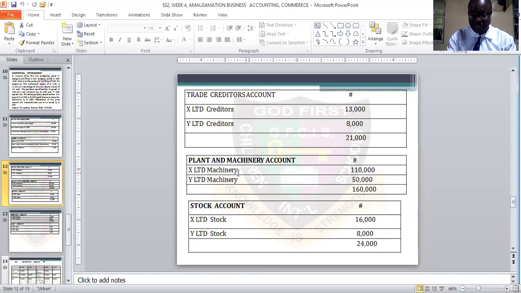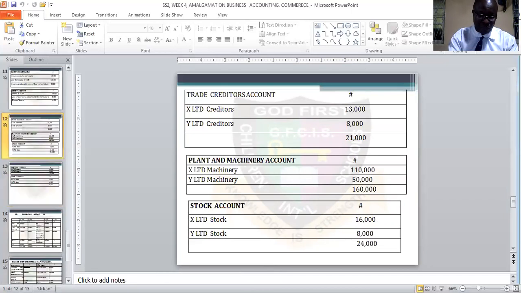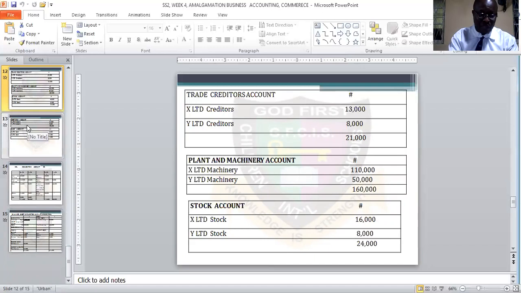Then plant and machinery account, S Limited machinery, that's 110,000. Y Limited machinery is 50,000 naira, that's 160,000. So my students, we are still going to be using all this when we get to the normal preparation of the opening balance sheet. So we also have stock account. We have S Limited stock, 16,000 naira. The Y Limited stock is 8,000 naira. By the time you add 8,000 and 16,000 together, you are going to get 24,000 naira.